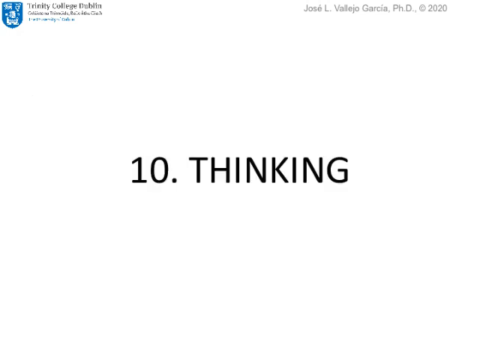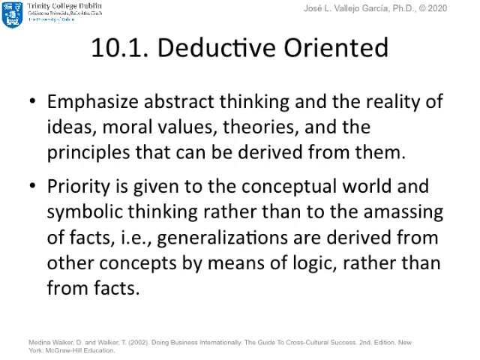And the last dimension here is the thinking dimension, which includes deductive, inductive, linear or systemic ways of thinking. Deductive oriented cultures emphasize abstract thinking and the reality of ideas, moral values, theories, and the principles that can be derived from them. Priority is given to the conceptual world and symbolic thinking rather than to the amassing of facts. For example, generalizations are derived from other concepts by means of logic rather than from facts.